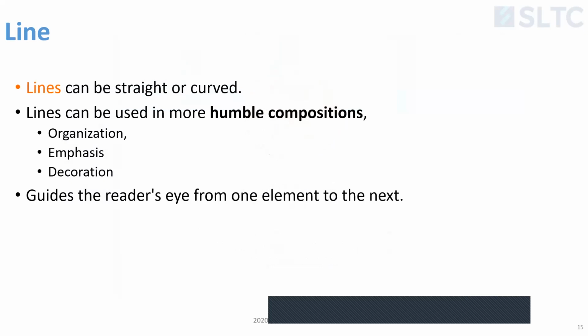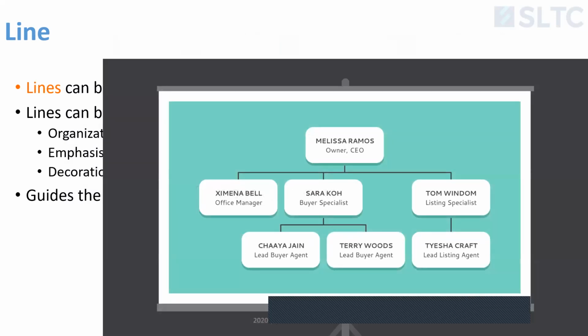So what does the line do? It guides the reader's eye from one element to the next element. That is what the line does. It is guiding the reader's eye, right? Now here's another example of lines. Using lines, they've created an organization chart. Now, with our previous knowledge, we know we have to start from the top and come down. So Melissa Ramos is the top person, owner CEO, and under Melissa, there are 3 roles. And under the first layer, you get the people who are working for these managers.